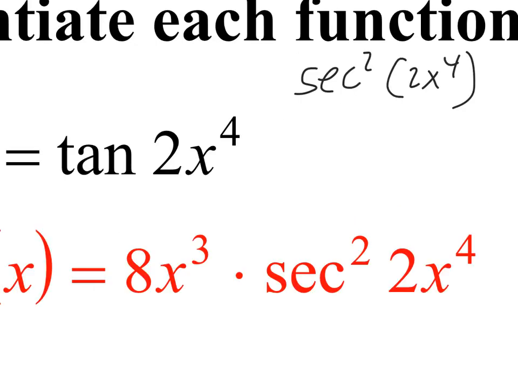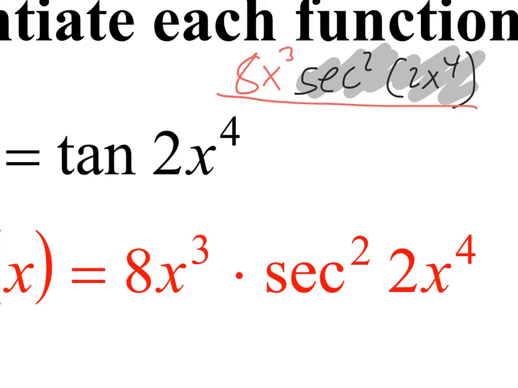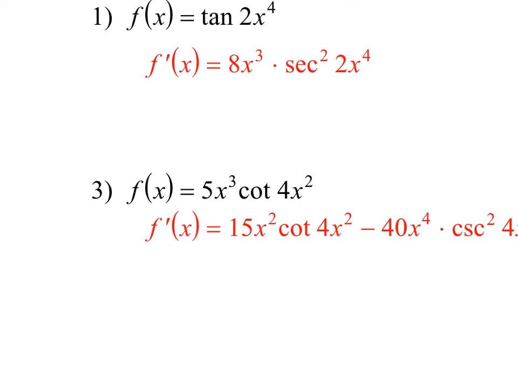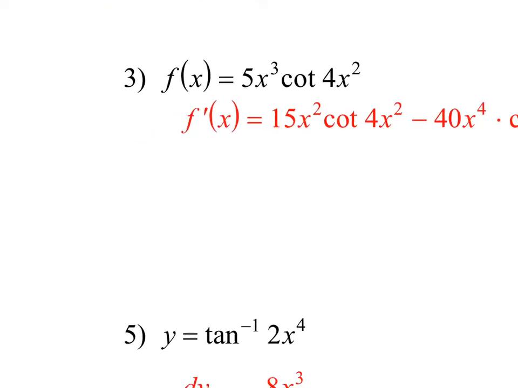So typically, the derivative would be secant squared. But because we have a thing inside, we have to take the derivative of that. So it would be 8x to the 3 power. So your answer will be this. And we would call this essentially a chain rule problem.